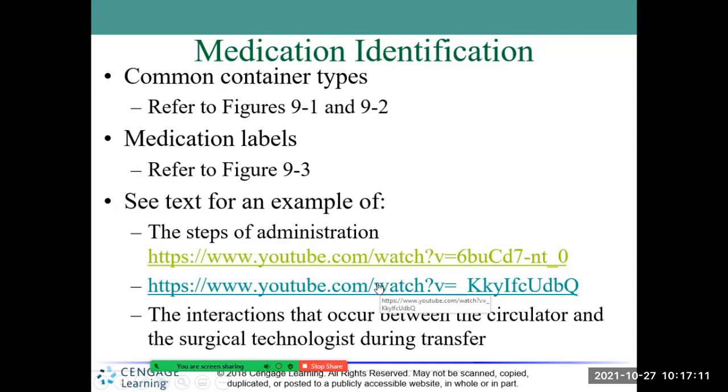All right, here's the second one. And this is more of how you're going to prepare medications, but that allows you to see how it's done generally. And pay attention to how the interaction.